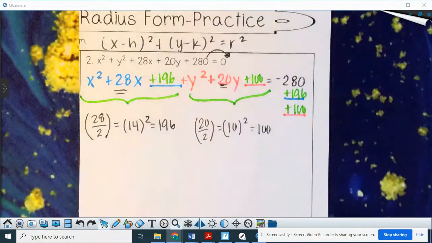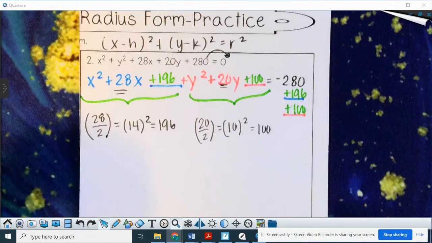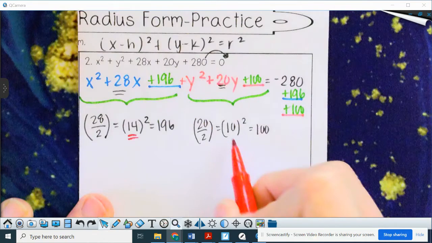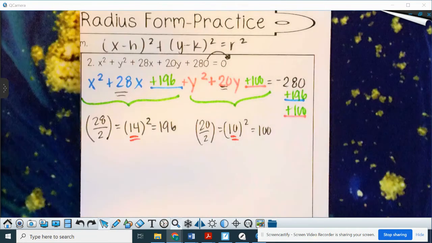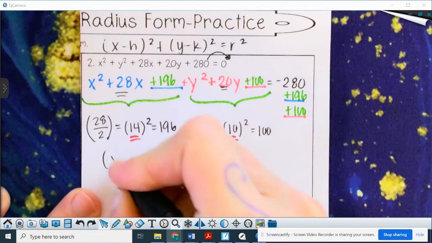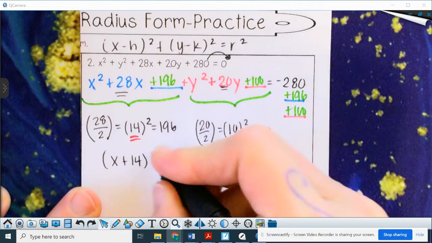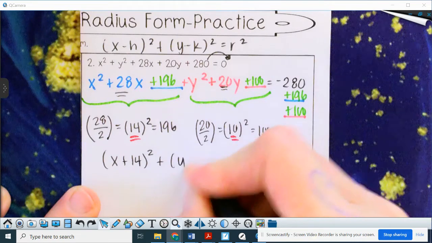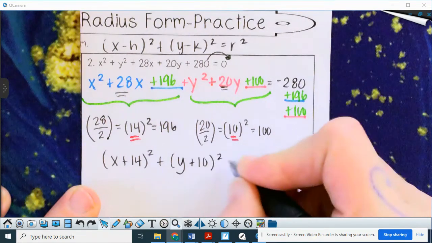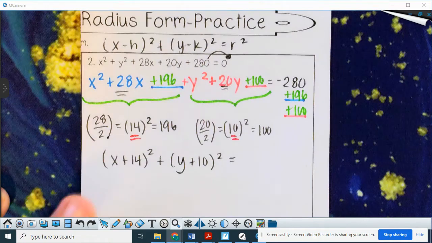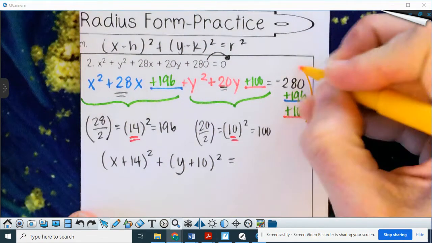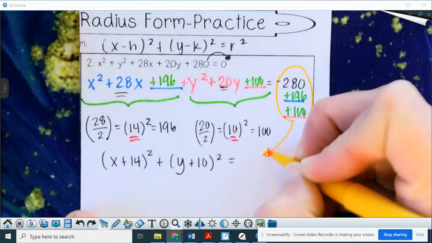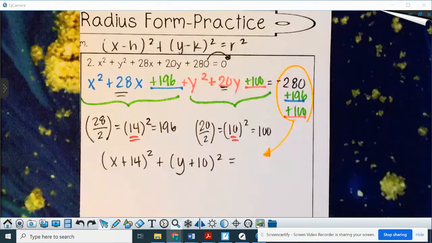But remember, we discussed a cheat. If you write everything out, this positive 14 and positive 10, you basically already factored. So it's going to be (x plus 14) squared, because that's a positive 14, plus (y plus 10) squared equals. And then our radius squared is the combination of all three of these numbers. So we're going to add them together to get radius squared. Now, that's not the radius, it's radius squared. It's the actual number that you are going to use for the equation. So negative 280 plus 196 plus 100 gives me 16.